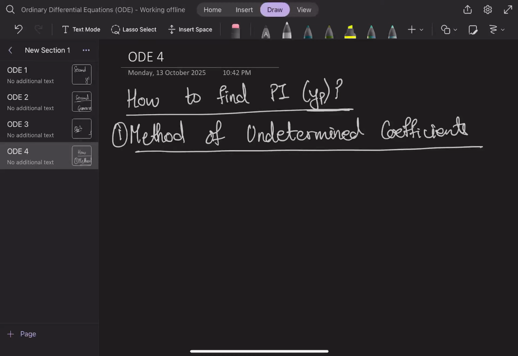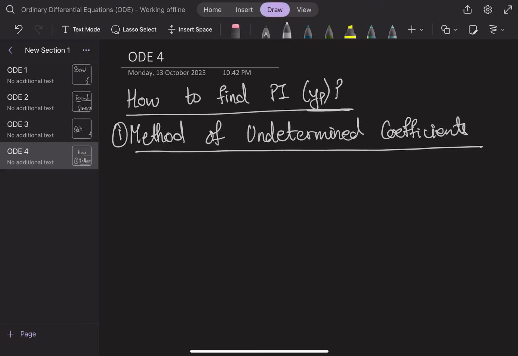Hey guys, welcome back. Today we're going to learn how to find the particular integral, or YP. If you remember, there were two things. We've already learned how to find the CF. Now we're going to learn how to find the PI. There are two methods we can use to find the PI. The first method is called the method of undetermined coefficients.